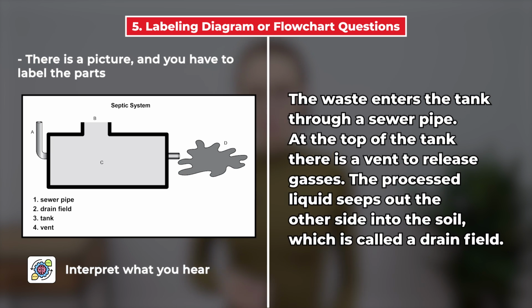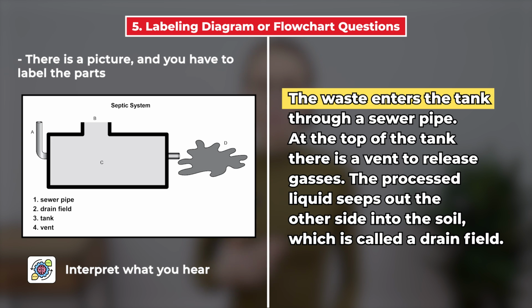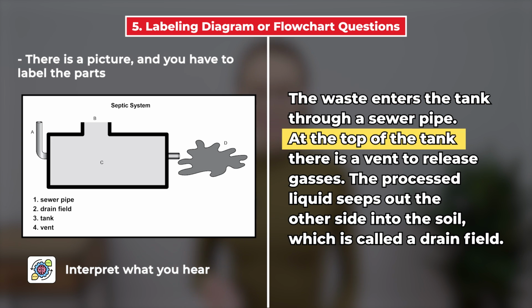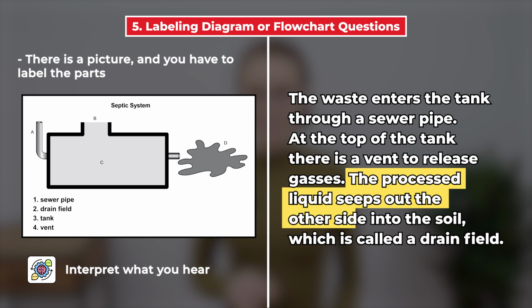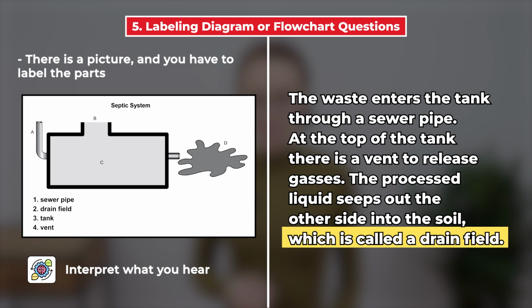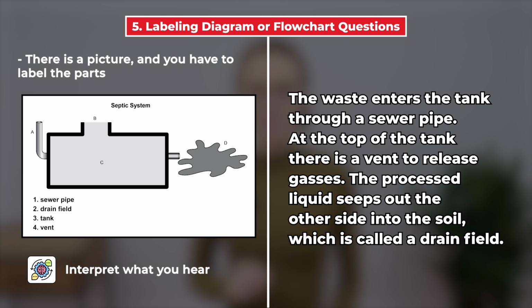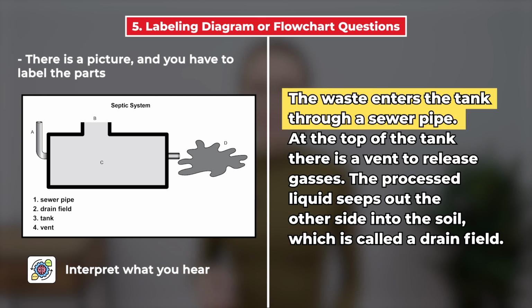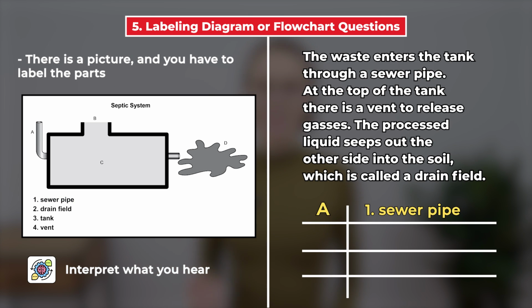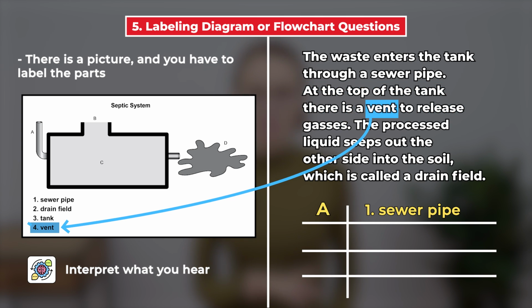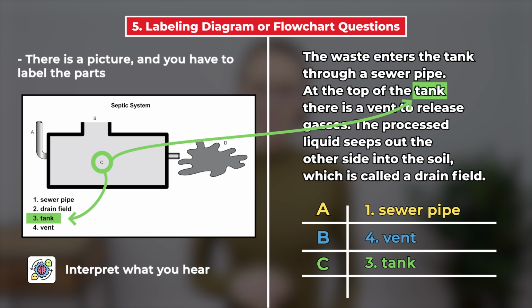For instance, the speaker might say, the waste enters the tank through a sewer pipe. At the top of the tank, there is a vent to release gases. The processed liquid seeps out the other side into the soil, which is called a drain field. You must use that explanation to name the parts. Now, let's do this. The speaker says that the waste enters the tank through a sewer pipe. So, the correct label for A is sewer pipe. Then he goes on saying, at the top of the tank, there is a vent to release gases. So vent is the correct label for B, and C must be labeled tank.